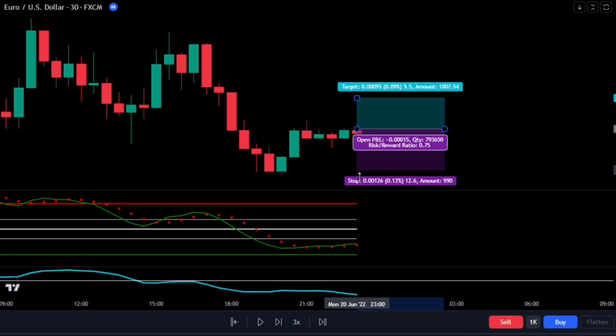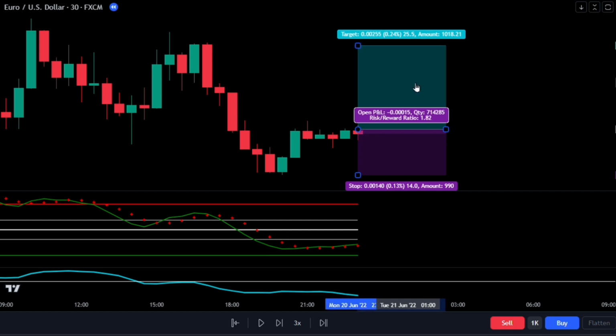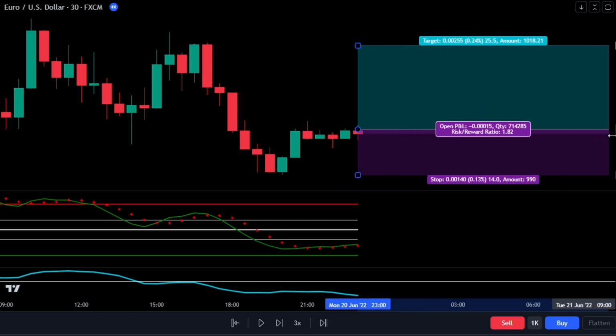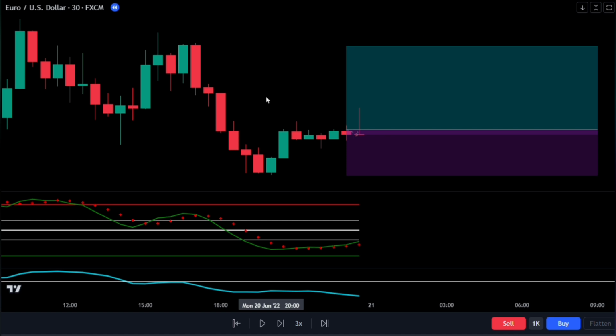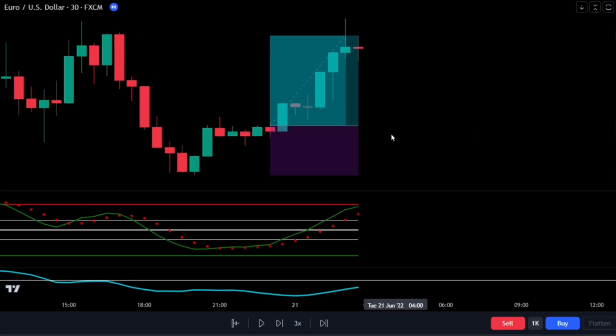I set my stop loss at the recent lowest point in the price. To take profits, I aim for 1.8 times the amount I risked. In this example, we see that all the conditions were met, and it was profitable.